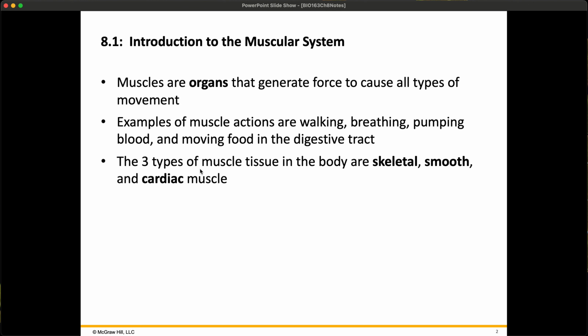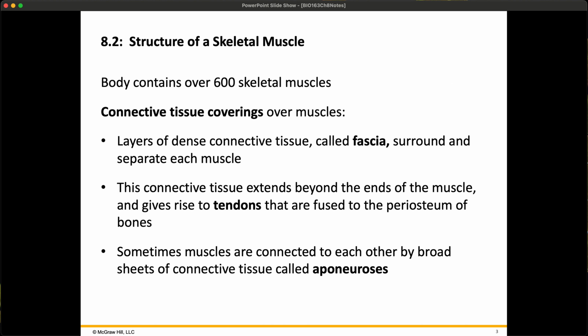Three basic types of muscle tissue: skeletal, smooth, and cardiac. We're going to mostly focus on skeletal muscle in this lecture. We do discuss a little bit of smooth and cardiac muscle later towards the end of it. So there are over 600 skeletal muscles in the body. We're first just starting with the basic structure of these muscles. They're all pretty similar. They have these connective tissue coverings around them.